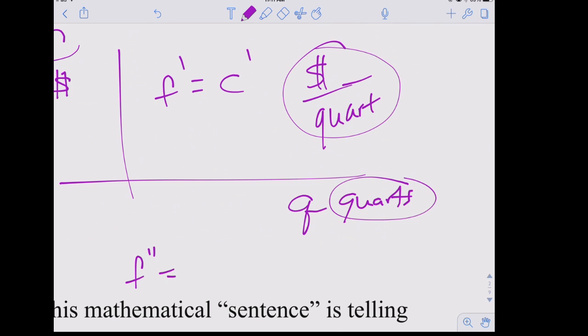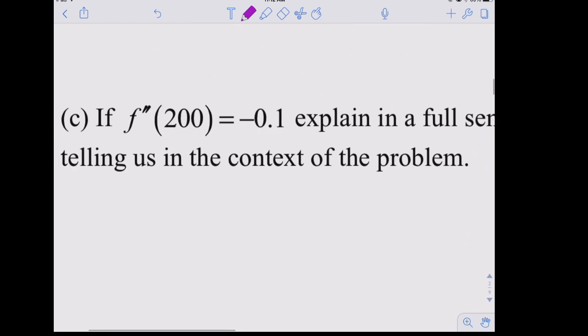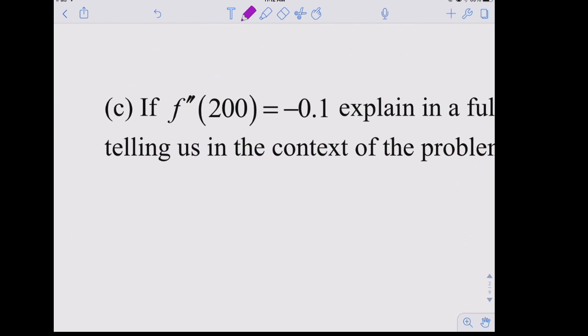That would be like the velocity, right? Velocity, like meters per second, against quarts. So the units are going to be dollars per quart per what? Per quart, or per quart squared. Yeah, that's essentially the acceleration. So let's go ahead and try it. At the 200 quart production level, we still start with that. Would you all agree? Because it's still the same independent variable. At the 200 quart production level.